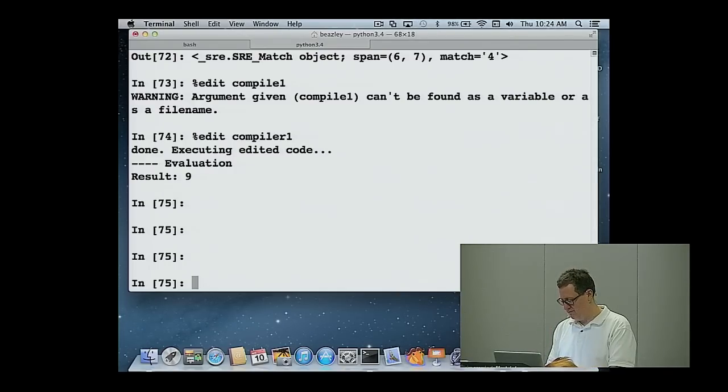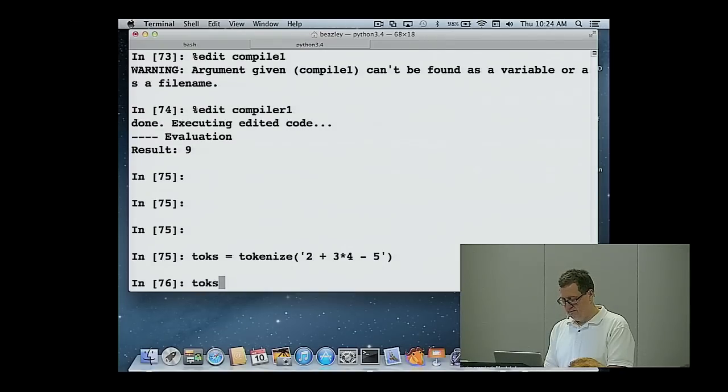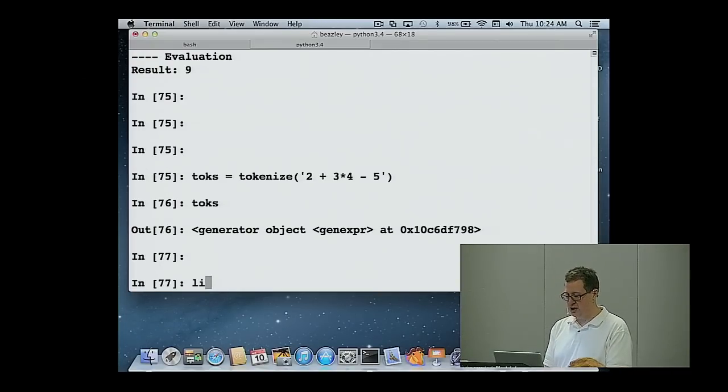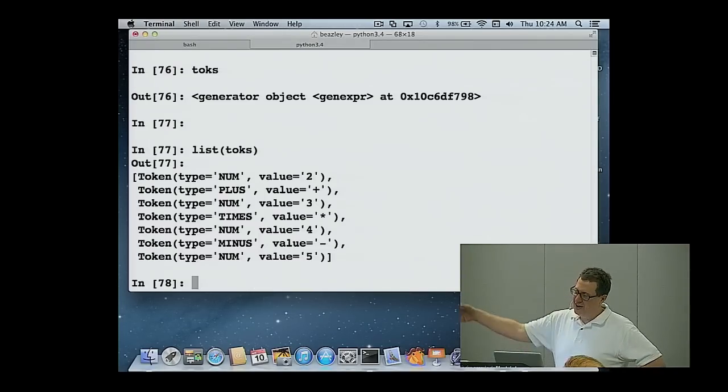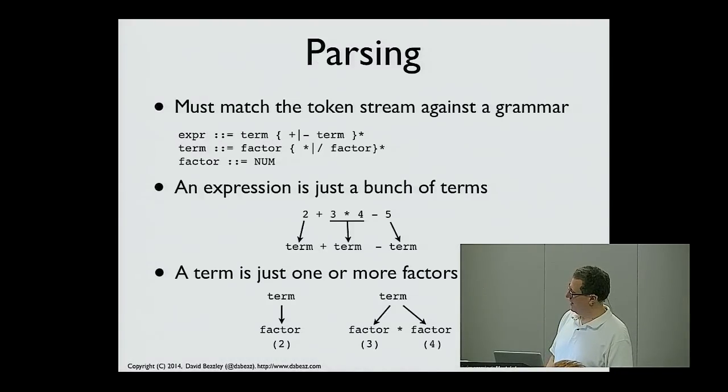You could say tokens is equal to tokenize 2 + 3 × 4 − 5. Of course, in this tutorial, it's going to come back as a generator object, because why not? If you don't like generators, you shouldn't be here in the first place. So if you turn it into a list, it'll come back and say, well, okay, there's your token string. So the first part of writing a compiler is to do a little bit of tokenizing, essentially.